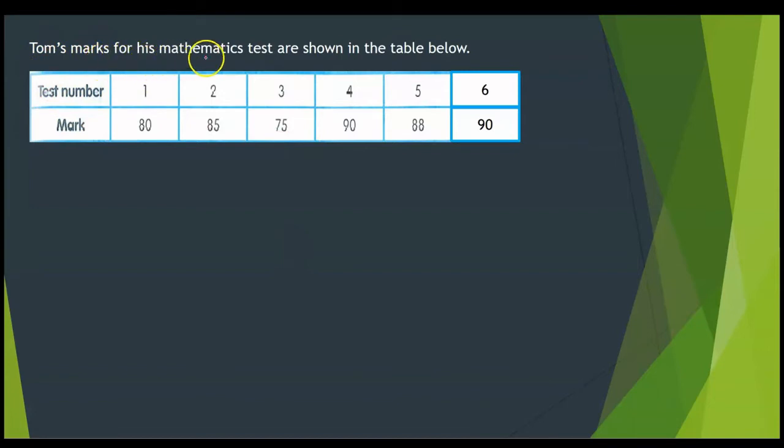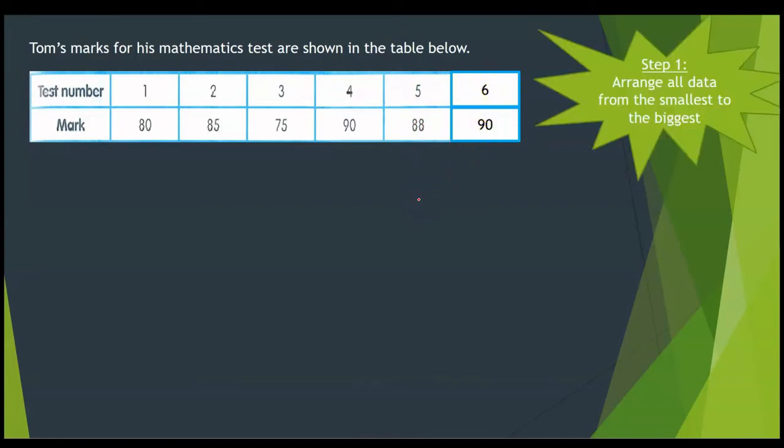Tom's marks for his mathematics test are shown in the table below. Here is the test number and the mark. In the first test, he got 80. In the second test, he got 85. In the third test, he got 75. In the fourth test, he got 90. In the fifth test, he got 88. And in the last test, the sixth test, he got 90.